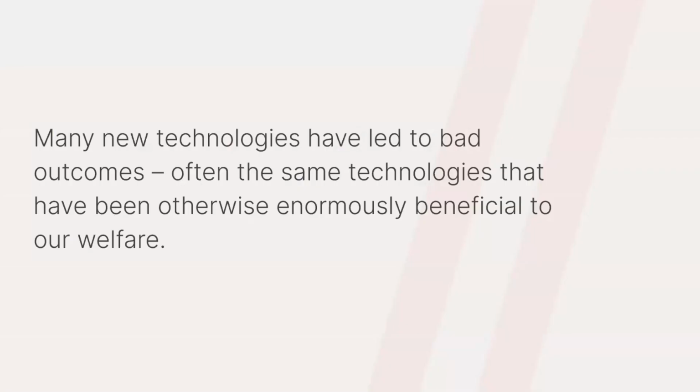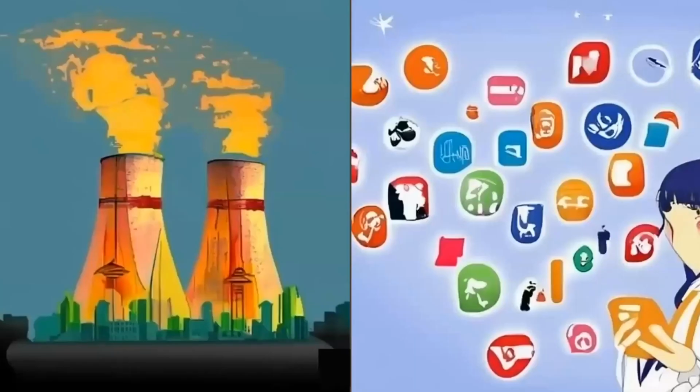There's also the point he makes that many new technologies have actually led to bad outcomes. But those are often the same technologies that have otherwise enormously benefited society. And you can think of a lot of examples here, right? So nuclear power, the internet, social media, the overuse of antibiotics. Could think of pesticides increasing agricultural productivity, but there's all these unintended environmental consequences. So we need good frameworks and good models in order to do better forecasting, better futuring, if you will.